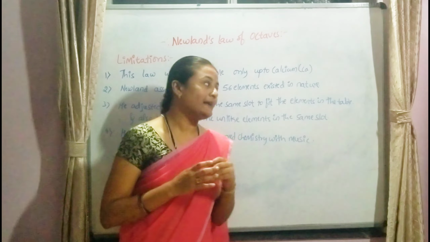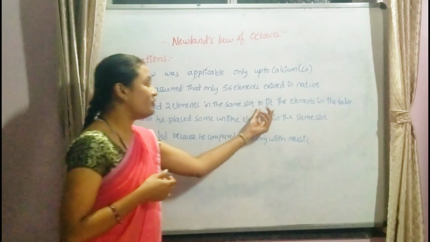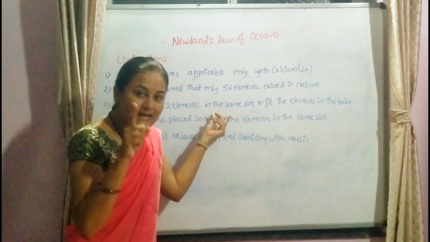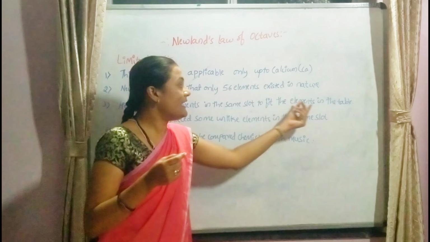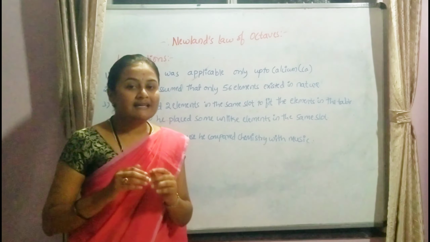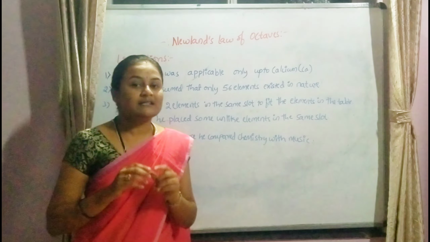even though they have different properties. That is, he adjusted two elements in the same slot to fit the elements in the table. This is the third limitation, and also he placed some unlike elements in the same slot.